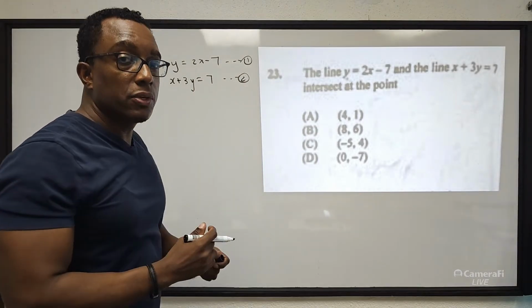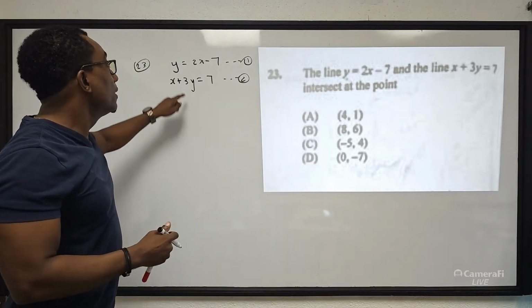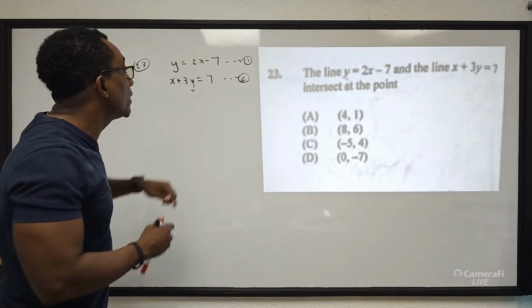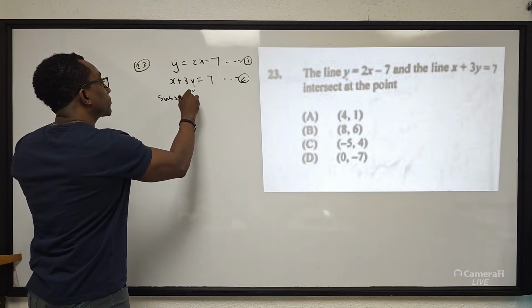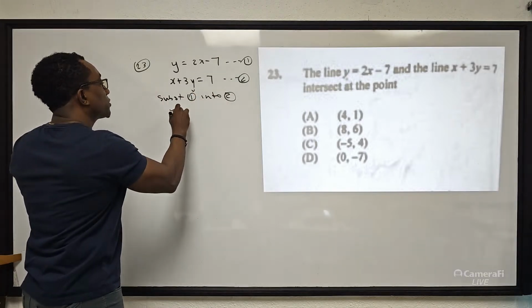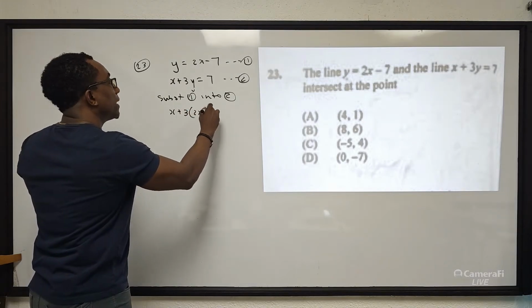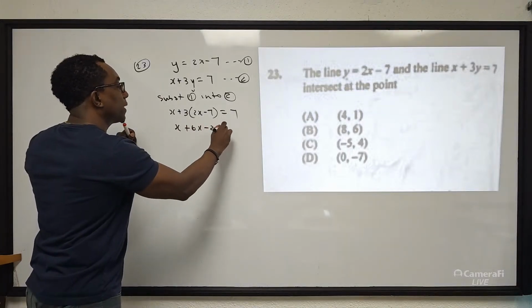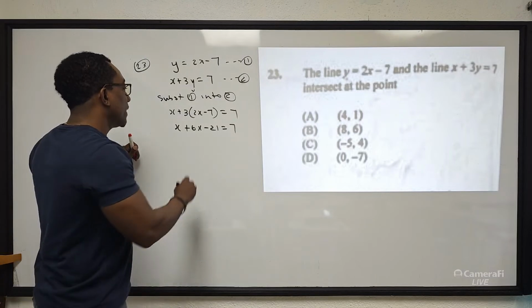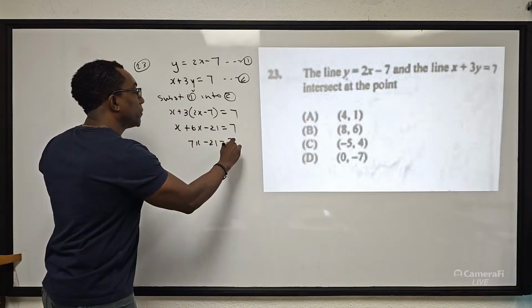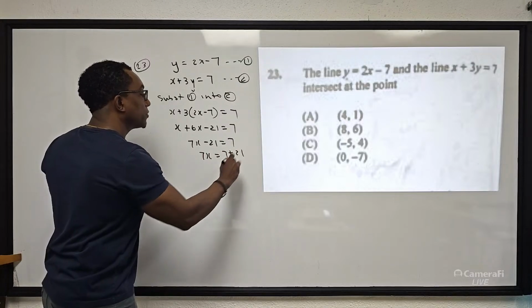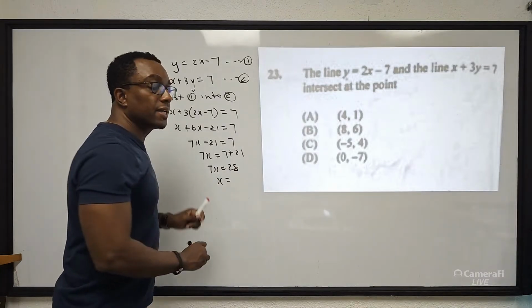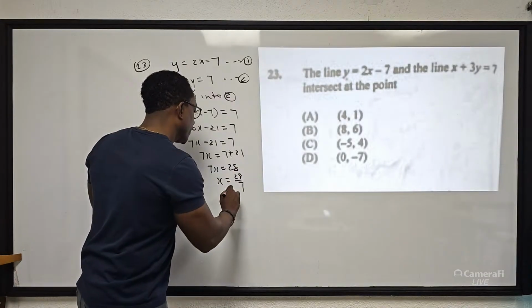You can solve a pair of linear equations using elimination or substitution. I'm going with substitution because y is the subject one time. So I'm going to substitute this expression 2x minus 7 into this equation. So I'm going to substitute 1 into 2. I'm going to get x plus 3, replacing y with 2x minus 7, is equal to 7. I'm going to get x plus, remove brackets, 6x minus 21 is equal to 7. I'm going to get 7x minus 21 is equal to 7. 7x is equal to 7 plus 21. 7x is equal to 28. And divide 28 by 7. X is 4.